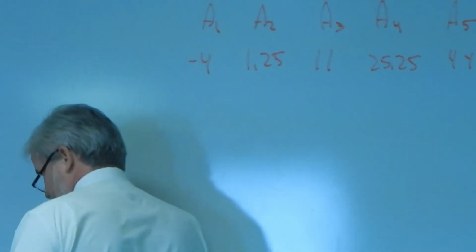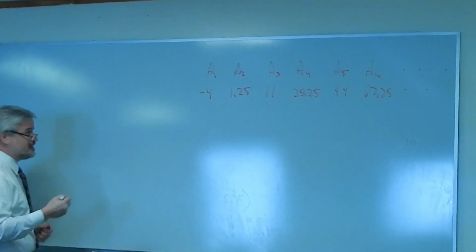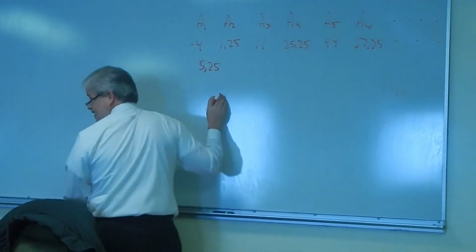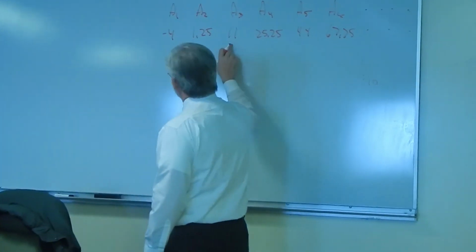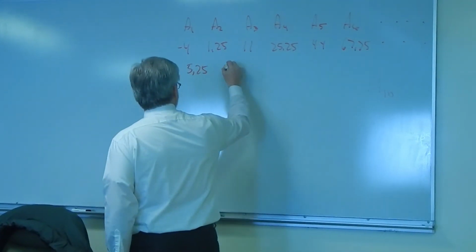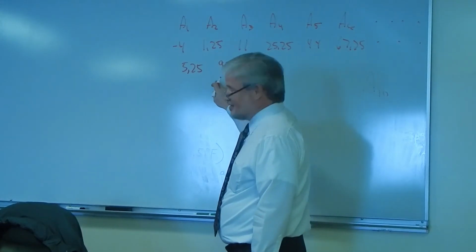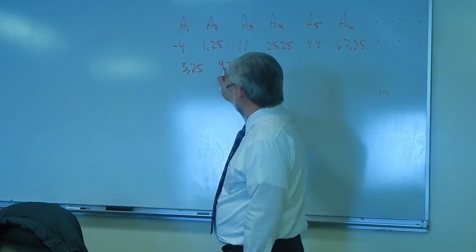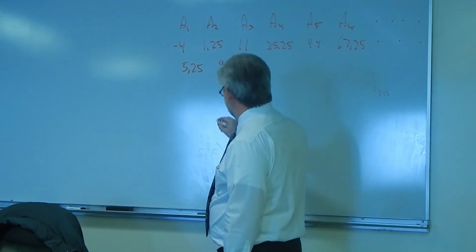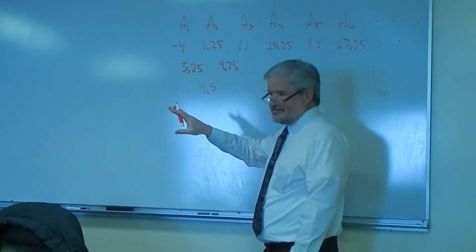All right, how much is it? How about a marker that works? How much is it? 5.25. All right. Anthony, 11 minus 1.25. 9.75. Do I have a constant difference? No, so we keep going. Anthony, 9.75 minus 5.25. 4.5. Okay, we just have to build that.